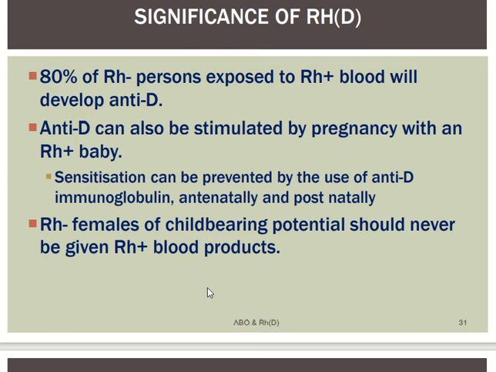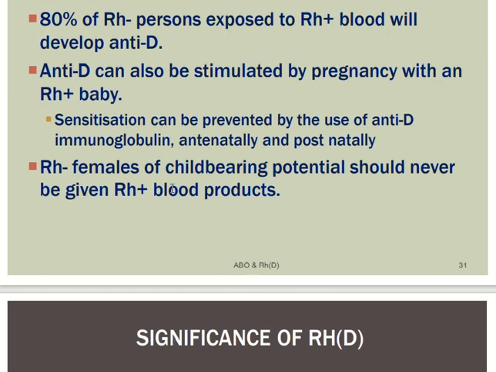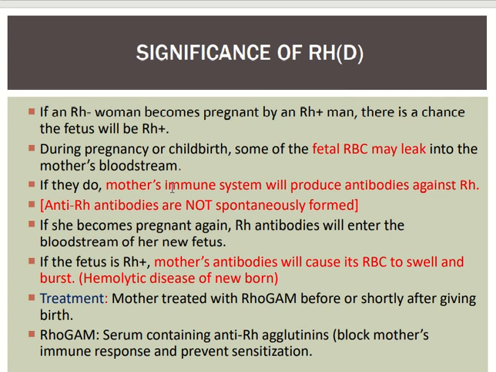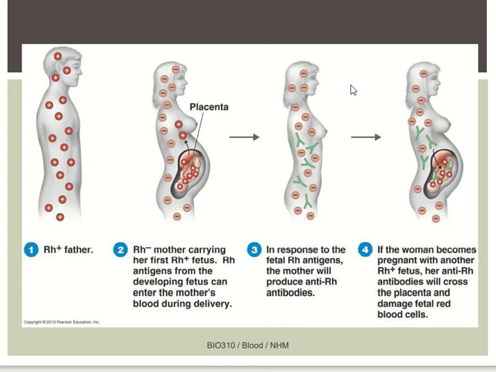Okay, so what is the significance of rhesus D? 80% of rhesus negative persons exposed to rhesus positive blood will develop antibody. Antibody D can also be stimulated by pregnancy with a rhesus positive baby. So let's see how it looks on this figure.